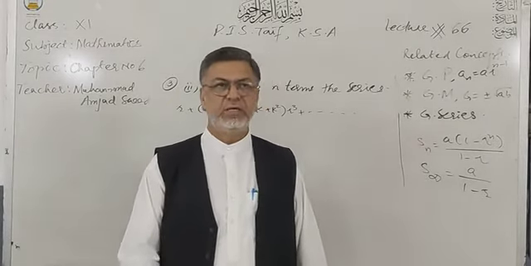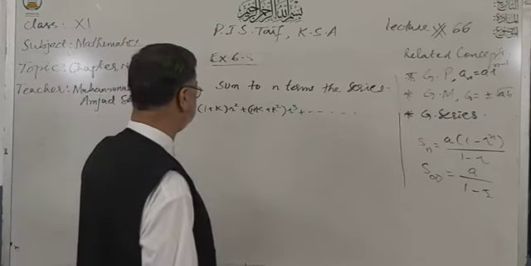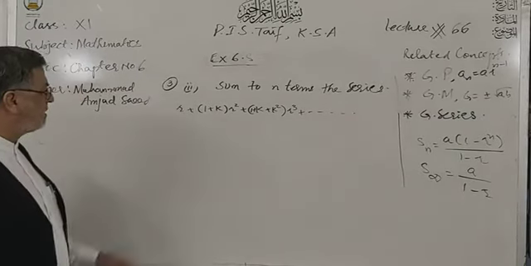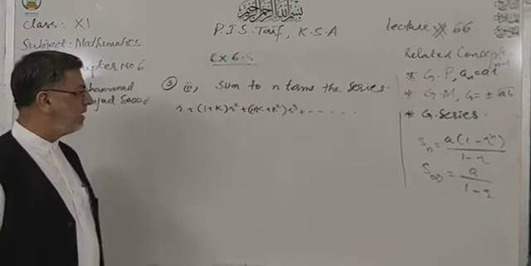Today we will continue our lecture number 66, exercise 6.8, question number 3. We have to find the sum of n terms of the series r plus (1 plus k) r squared plus (1 plus k squared) r cubed plus so on. Basically, this series is not a proper geometric series. So we have to make it a proper geometric series and then we will apply this formula: the sum of n terms of a geometric series, and this is the sum of infinity terms of a geometric series.